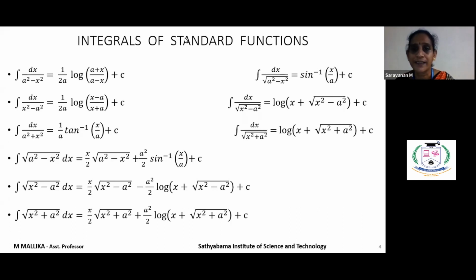Then towards the right, you have another 3 set of formulas, which involve the same functions, a square minus x square, x square minus a square, x square plus a square, but with a square root, and it appears in the denominator.